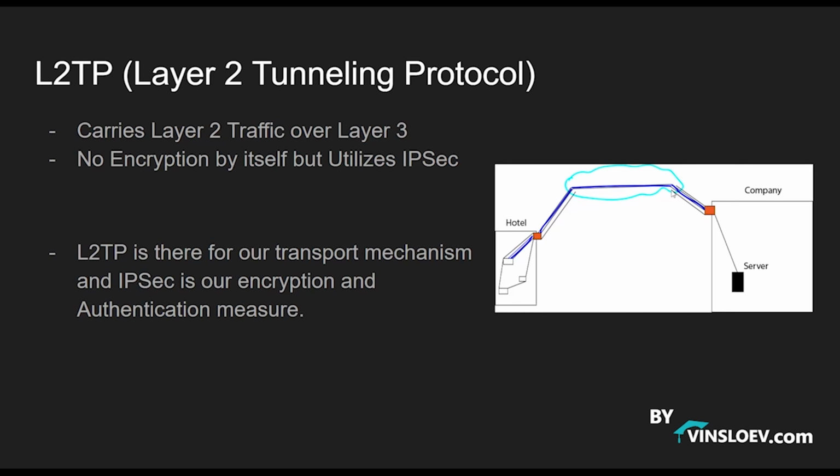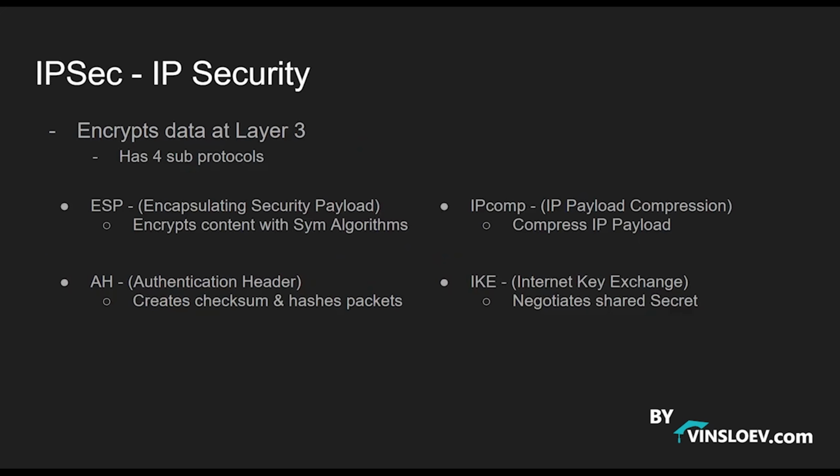But even though we have this L2TP protocol, it is not the only part that we need to establish this VPN connection from our client computer to our server, because L2TP does not have encryption by itself. It is basically just what is used for us to transport some information from one point to another, and then we need to use IPSec as our encryption and authentication measure. So we are using L2TP with IPSec on top of it. So let's see what this IPSec is.